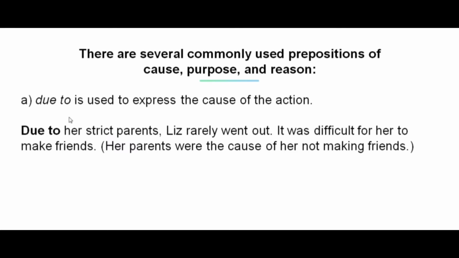A. Due to. Now "due to" is used to express the cause of the action. Have a look at the example over here. Due to her strict parents, Liz rarely went out. It was difficult for her to make friends. Meaning that her parents were the cause of her not making friends.